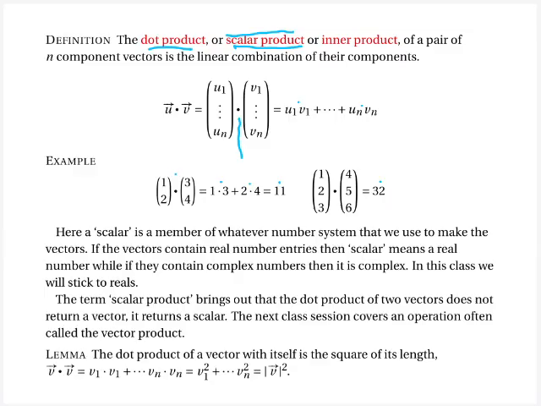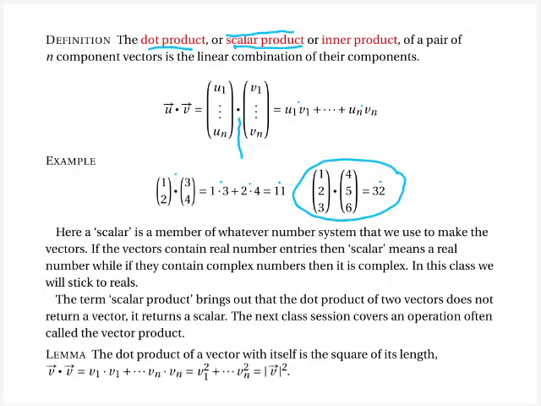The term scalar product brings out a point, and the point is that we're combining two vectors, but we're not getting a vector out the other end. This is not like addition of vectors, where you add two vectors and you get a vector. Here you combine two vectors and you get a real number. The dot product of two vectors does not return a vector, it returns a scalar. And the next class will cover an operation that's called a vector product because it combines two vectors to return a vector, but that's for the next class.